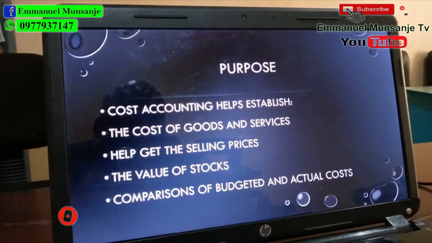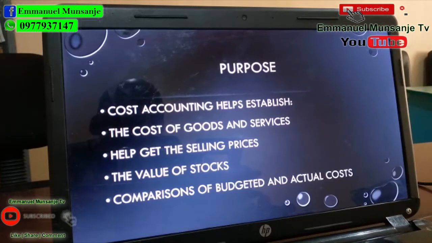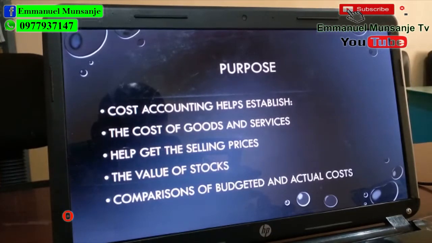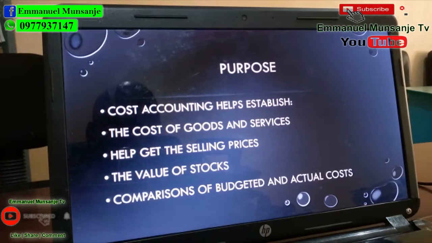And then when you know that, it's going to help you set a selling price. A selling price is what you pay for the customers to buy. Logically, the selling price should be more than the cost, in order that the difference between the cost and the selling price is made, and this is called profit.